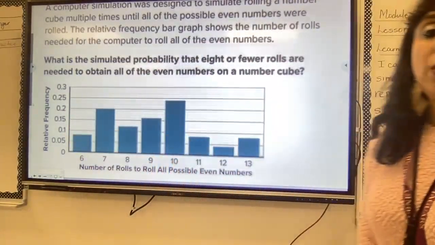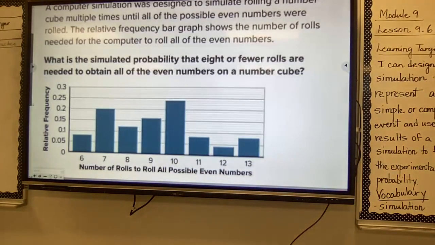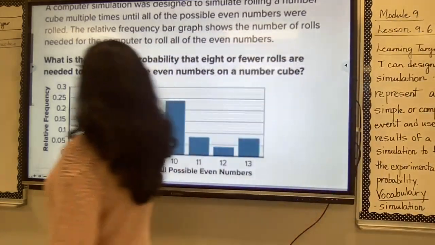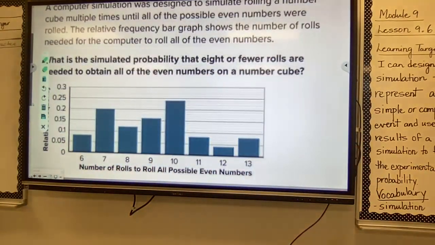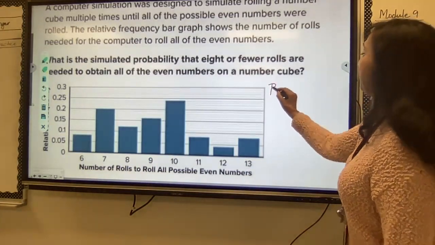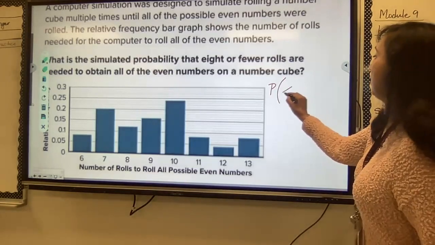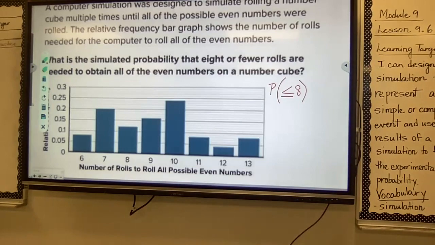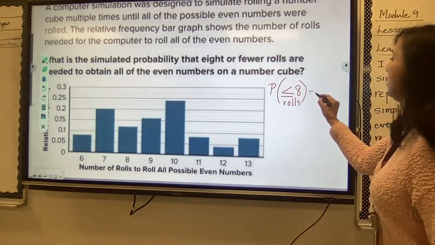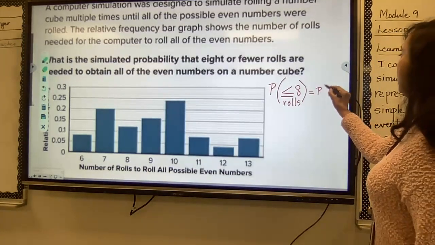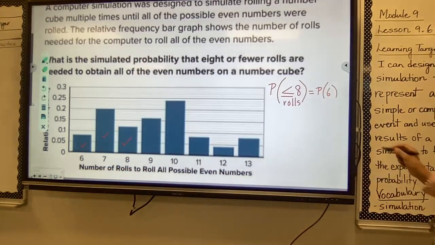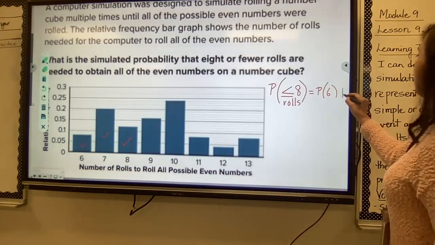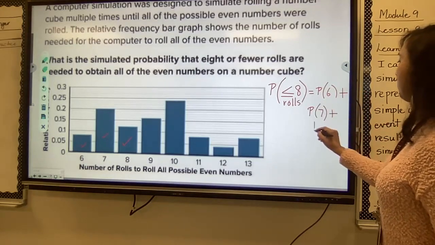So what we're going to do now is find the sum of the relative frequencies that indicate that 6, 7, or 8 rolls were needed to obtain all of the even numbers. Okay, so let me show you how you would do this calculation. So 8 or less. So we are going to be looking at probability, less than or equal to 8, right? And we're talking about the rolls is equal to what? So it's going to be the probability of 6, 7, and 8, because 8 or less, right? So probability of 6 plus probability of 7 plus probability of 8.